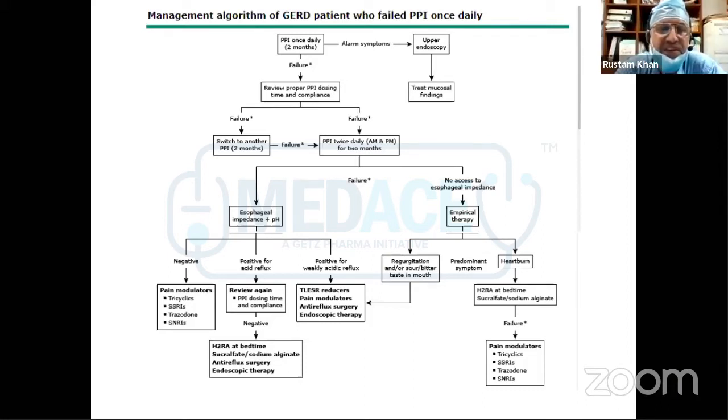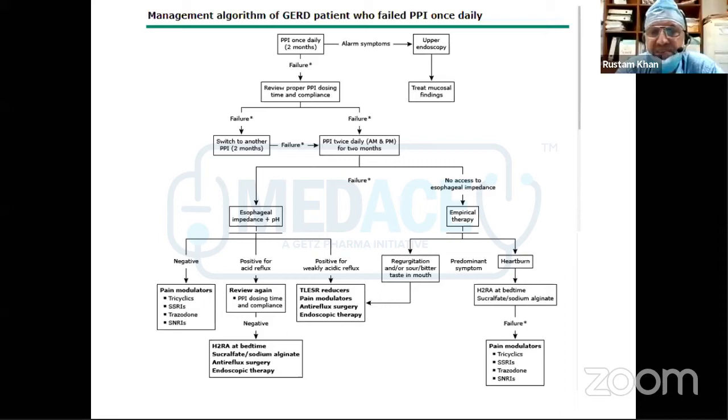If the impedance pH showed weak acid, then again lifestyle and diet modification can be tried. But if the patient doesn't respond, then refer this patient for anti-reflux surgery or endoscopic therapy. On the other hand, if you don't have the facility of impedance, empirically start patients on the basis of symptoms. If the patient has regurgitation symptoms, then start them on a PPI dose. If they don't respond, then refer this patient for anti-reflux surgery.